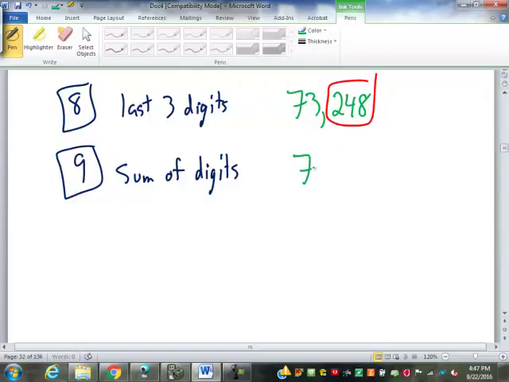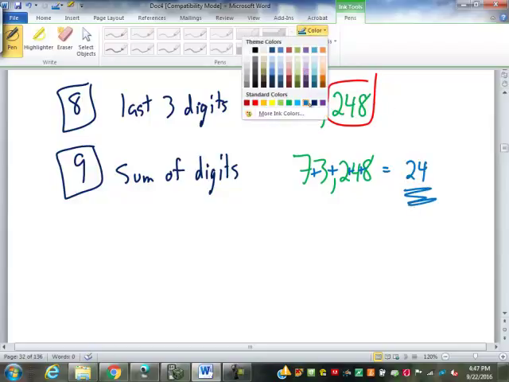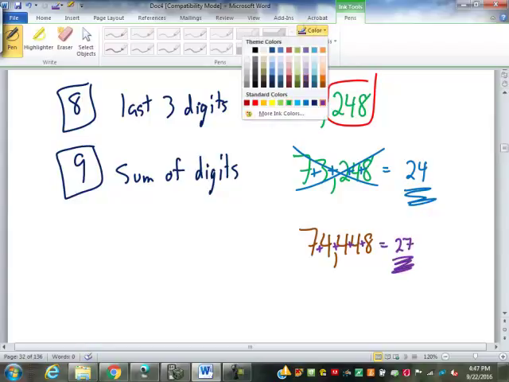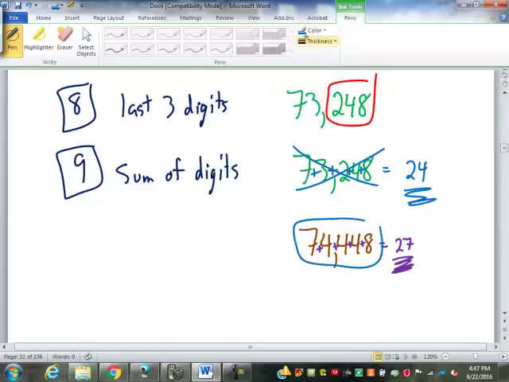So our 73,248, if we add the digits, 7 plus 3 is 10, plus 2 is 12, plus 4 is 16, plus 8 is 24. Is 24 divisible by 9? No, it is not. So that is not divisible by 9. At a moment's glance, will that be divisible by 9? Yeah. 7 plus 4 is 11, plus 4 is 15, plus 4 is 19, plus 8 is 27. 27 is divisible by 9. So that whole number is divisible by 9.